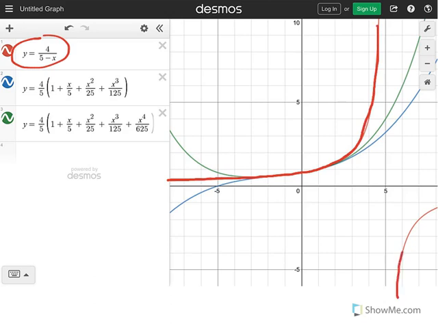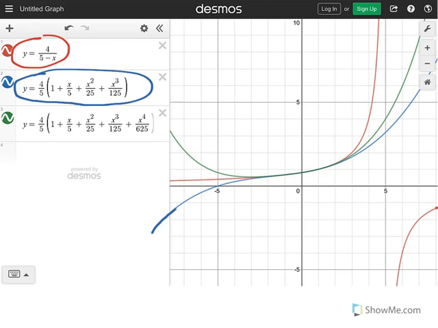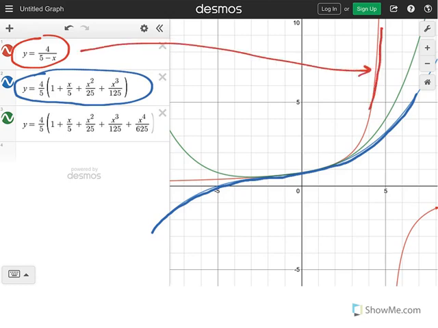You can see that the graph of the function f has a vertical asymptote at x is equal to 5. And in blue, I have the graph of the fourth partial sum of the geometric power series that we found for f. And you can see that this particular graph closely approximates the graph of the original function for x values that are between -5 and +5.